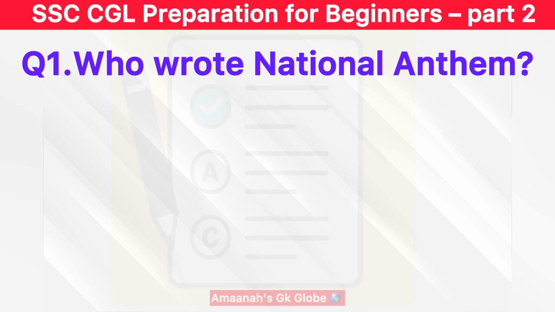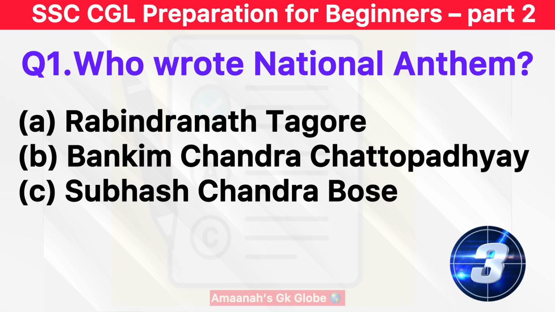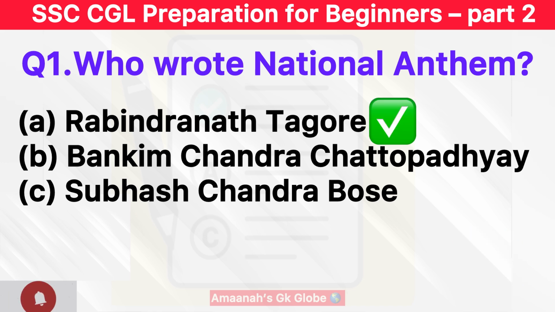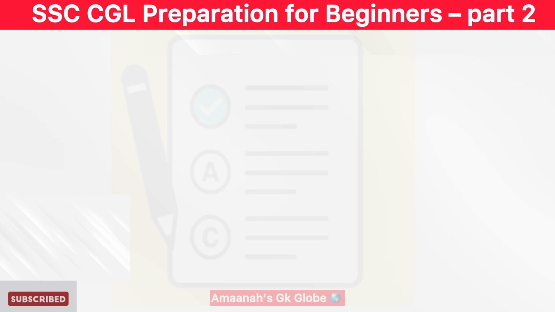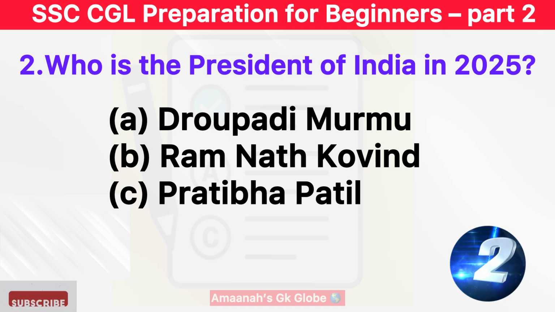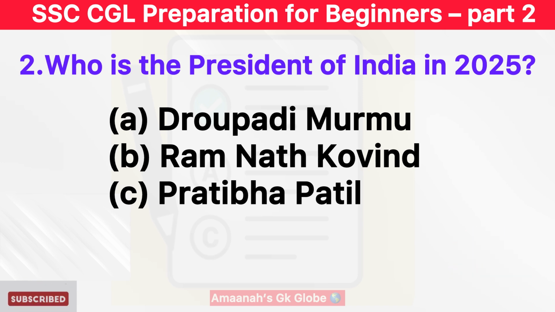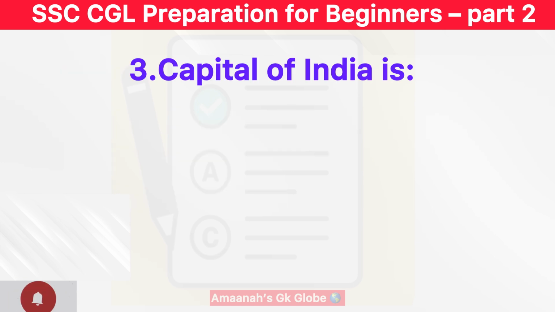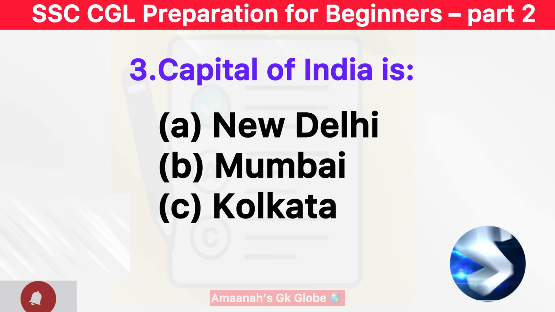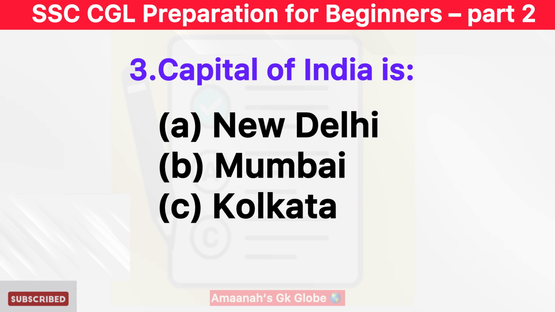Question number 1. Who wrote National Anthem? Right answer is option A, Rabindranath Tagore. Question number 2. Who is the President of India in 2025? Right answer is option A, Draupadi Murmu. Question number 3. Capital of India is? Right answer is option A, New Delhi.